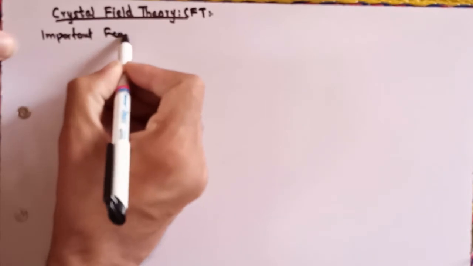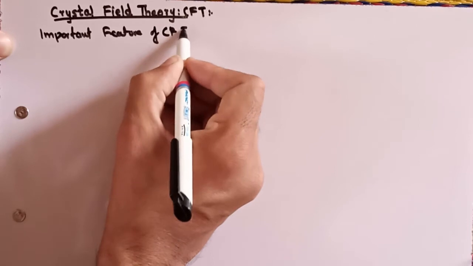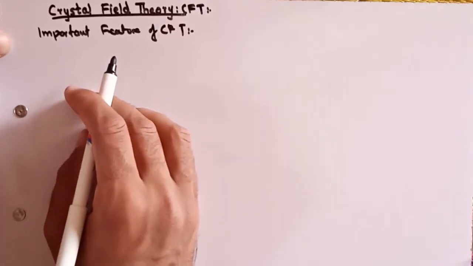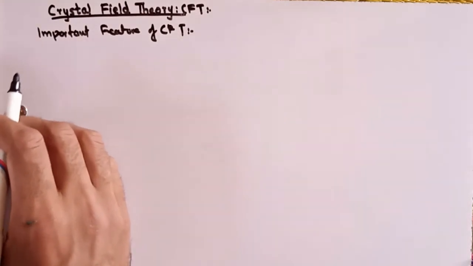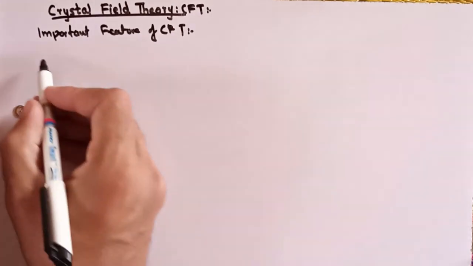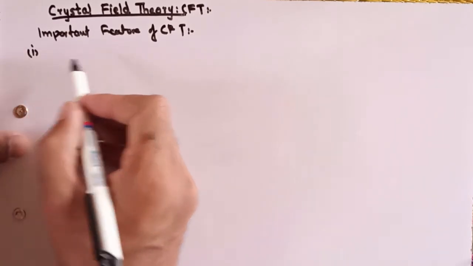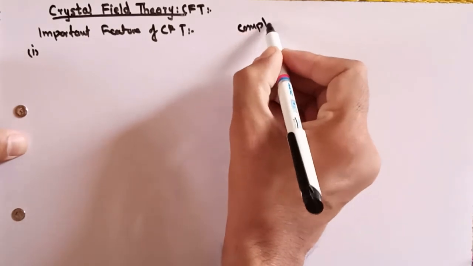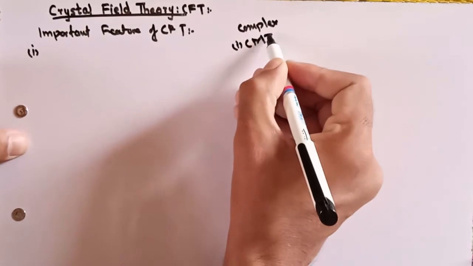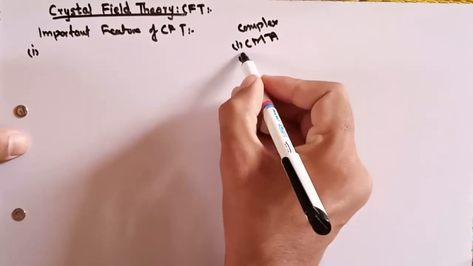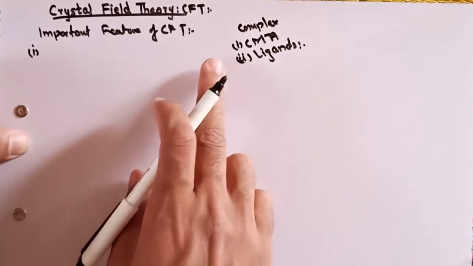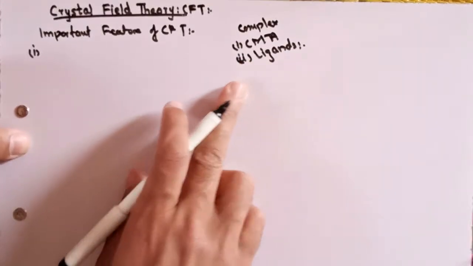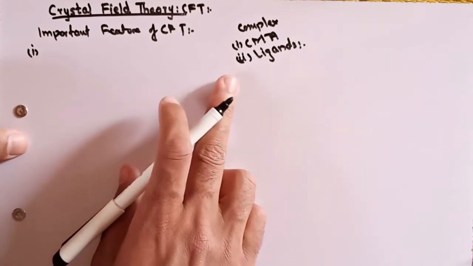Important features of CFT. What is the important feature of CFT? First of all, this is the first assumption of crystal field theory. We know that the complex has two parts. One part is the central metal atom, and the other part of this complex is called ligands. In this theory, both the central metal cation and the ligands are considered purely electrostatic, purely ionic, purely ions.